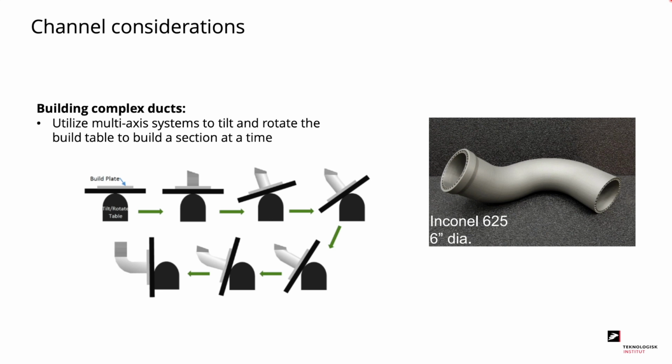Using multi-axis systems, it is possible to create semi-complex channels. The material is always being deposited parallel to the orientation angle of your part. But as you have a multi-axis system, you can tilt and rotate your part and always deposit the material on top of the part as you're building. By utilizing this function, you can rotate your part as you're building and obtain a complex channel.